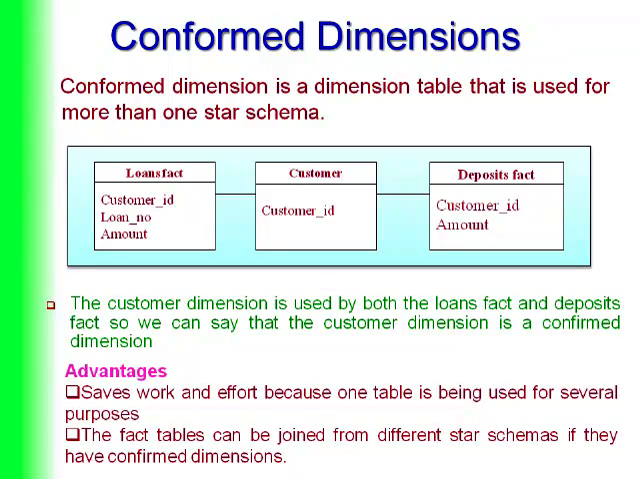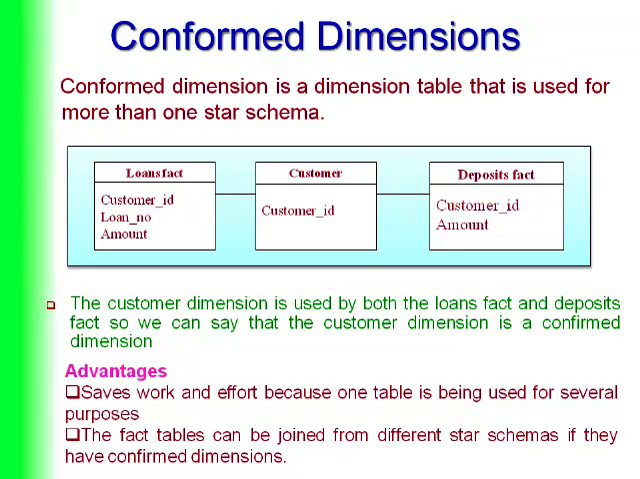What is the gain? When we consider a particular dimension as a conformed dimension, the advantage of such sharing is that it saves work and effort because one table is being used for several purposes. The fact tables can be joined from different star schemas if they have conformed dimensions.